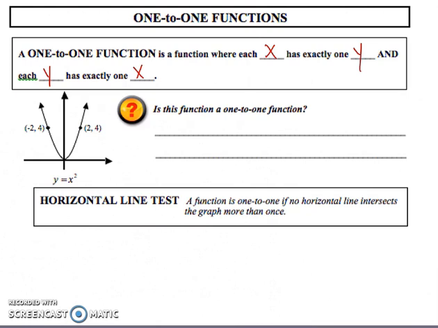And there are some key points there that are being identified on the graph. This point right here of -2, 4, and this point right here of +2, 4. So the question is, is it one-to-one? Well, notice that the y value of 4 has two different x values. So no, this cannot be one-to-one.